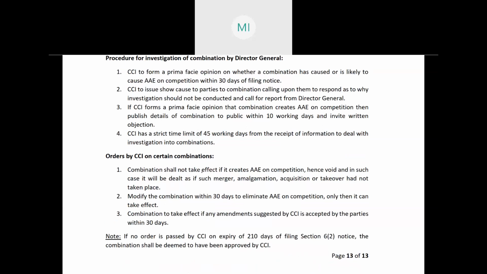Okay, combination shall not take effect if it creates adverse appreciable effect on competition and hence void. Or they can ask to modify some clauses to eliminate the anti-competitive effects. Then it can take effect. Or the combination takes effect if any amendments suggested by Competition Commission are accepted by the party within 30 days. So what you have to remember here is you only wait for 210 days. If no order is passed by Competition Commission within these 210 days of giving this 6.2 notice, then it is deemed that your combination is approved.